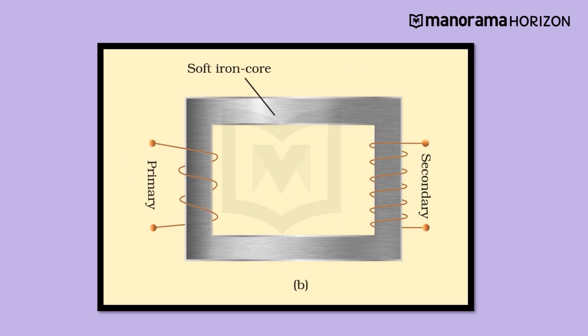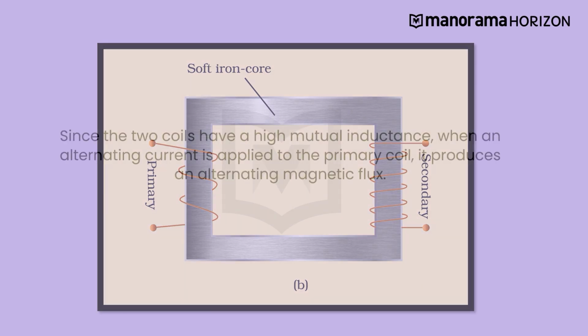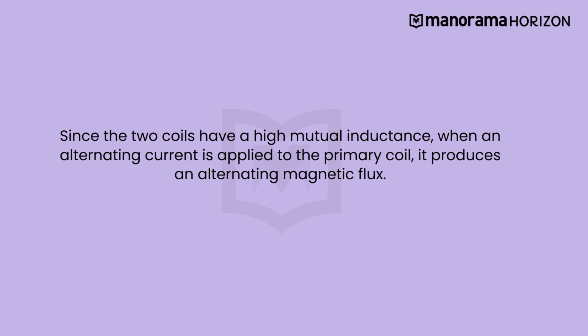On the other hand, this is a more conventional construction that you often see in books. In this case, we have two separate coils wound on two separate limbs of the transformer. Whichever scheme is used depends on the specific requirements of the project that the transformer is used on. Since the two coils have high mutual inductance, when an alternating current is applied to the primary coil, it produces an alternating magnetic flux. Now, what does this mean?